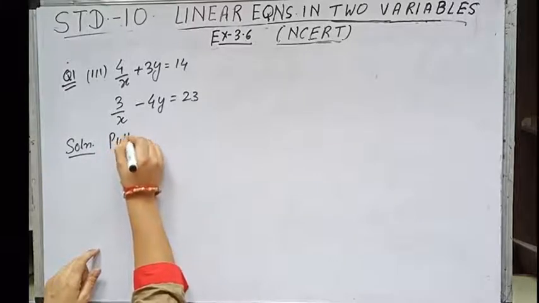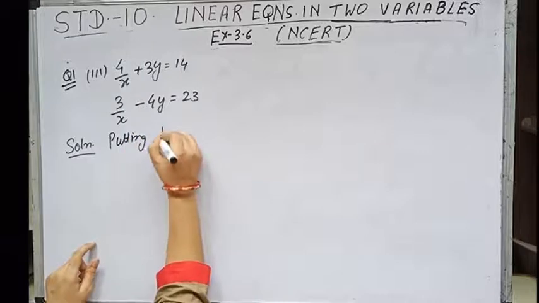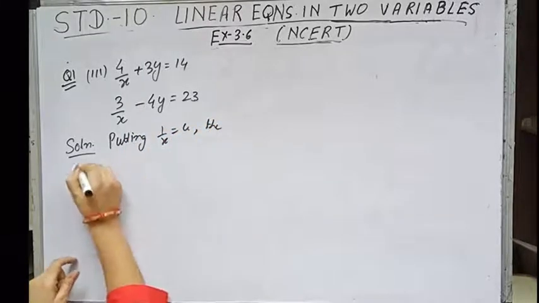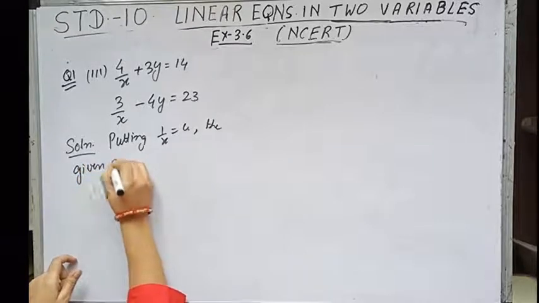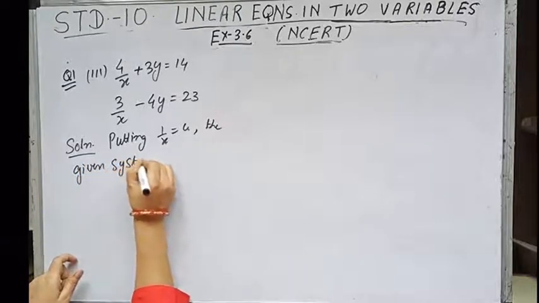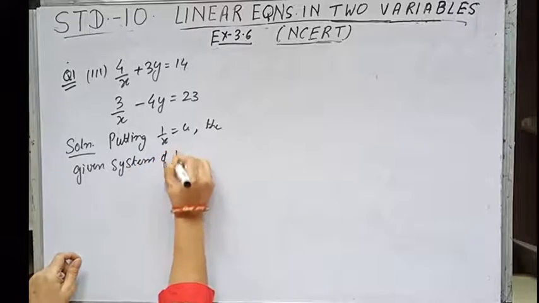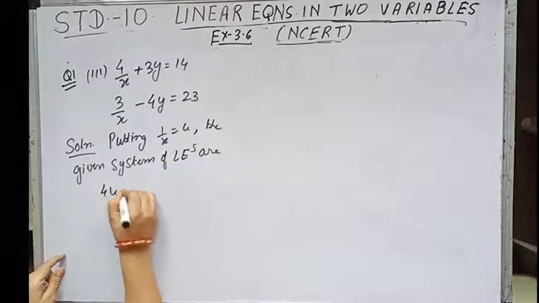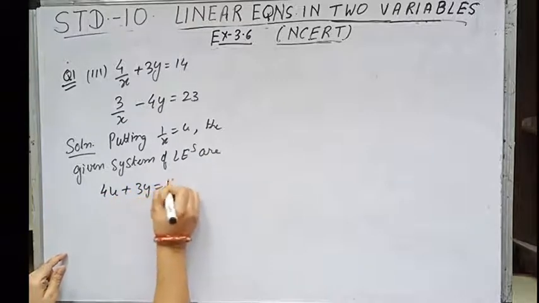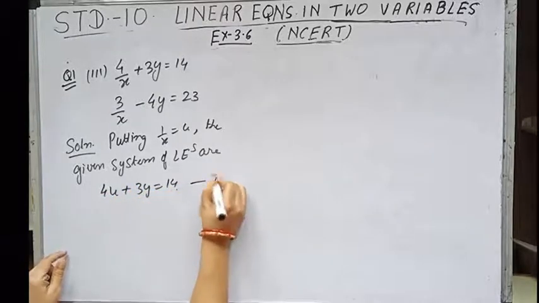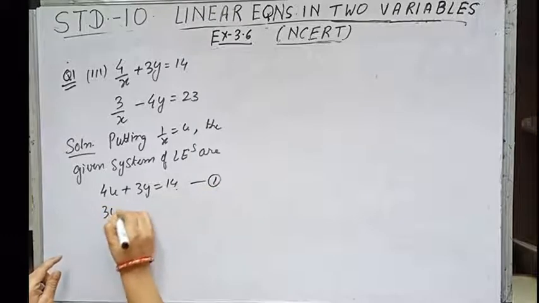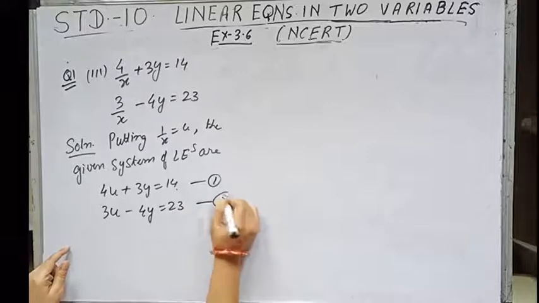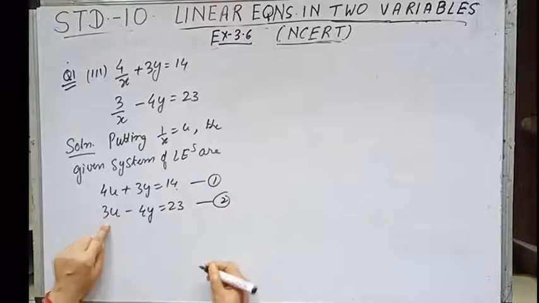Putting 1 by x equals u, the given system of linear equations are 4u plus 3y equals 14. Let us make it equation number 1. And 3u minus 4y equals 23. Let us make it equation number 2.